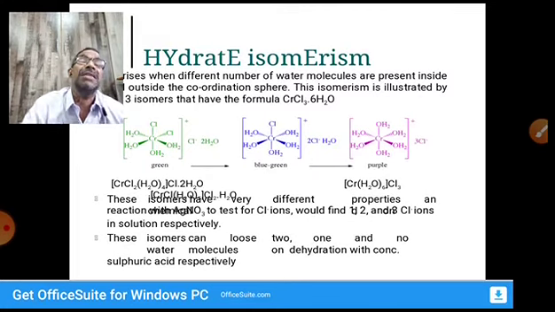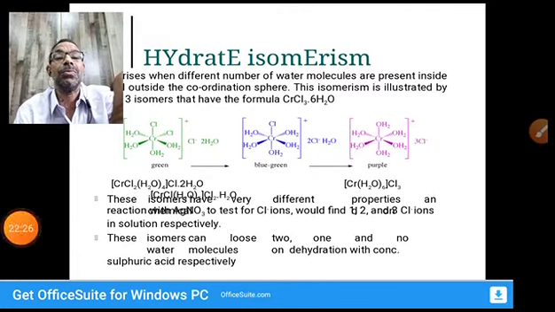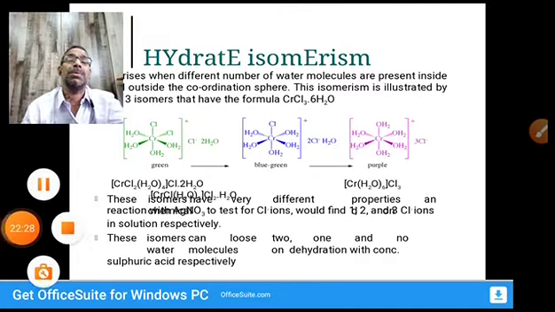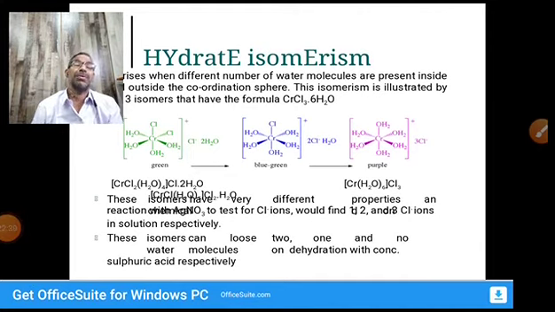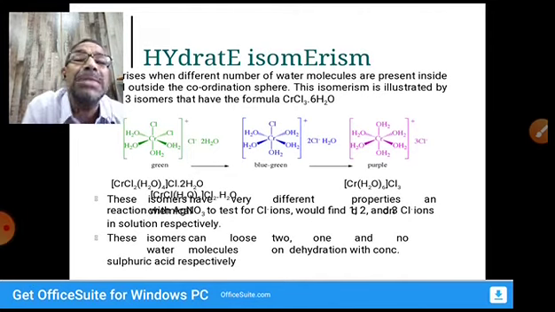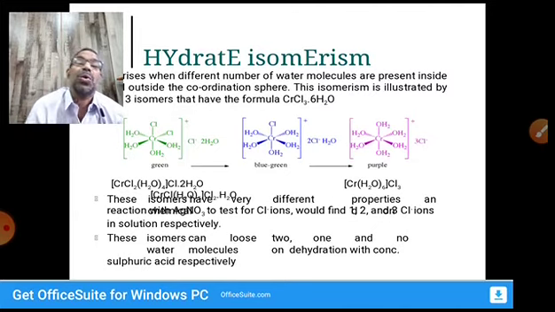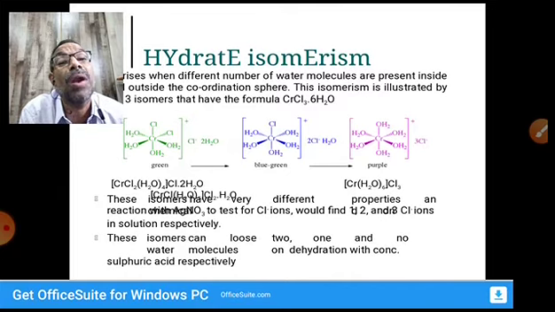Second is hydrate isomerism. So what is hydrate isomerism, and what are different examples? From the name itself it is understood, hydrate means water. So it is a difference in water molecules in the coordination zone. That means the number of water molecules in the coordination sphere changes.